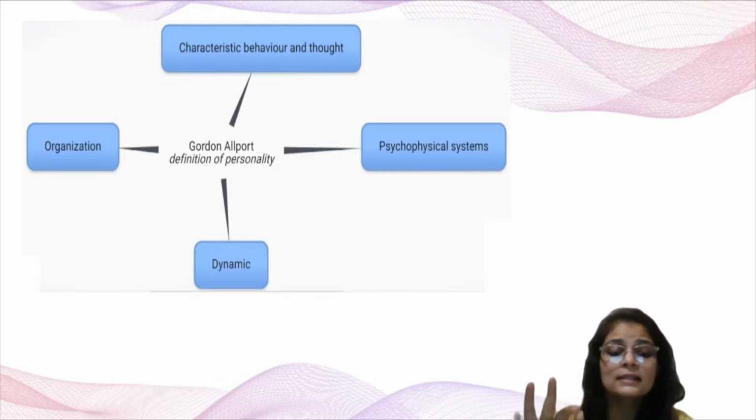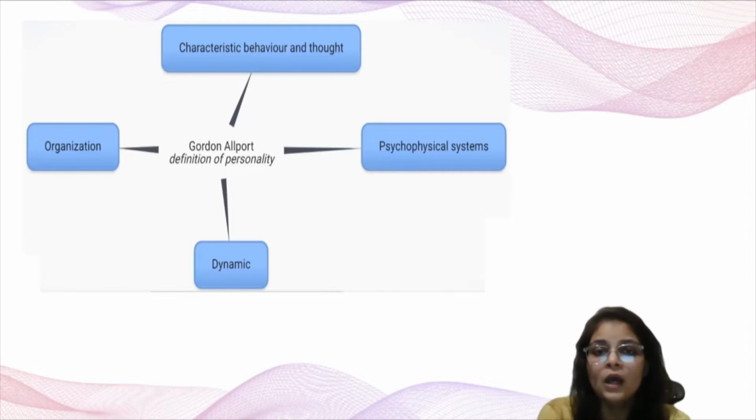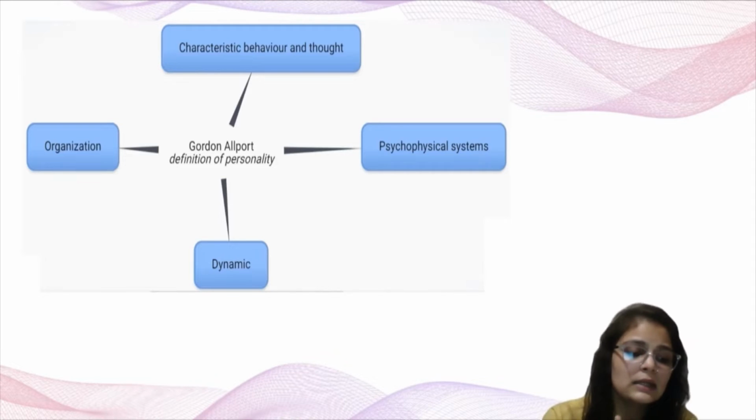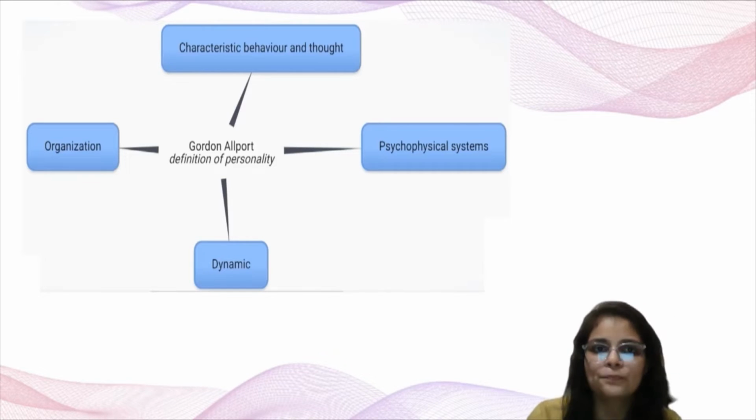Moving ahead with the psychophysical systems, what did Gordon Allport mean by psychophysical systems? He meant one's physical and mental aspects. So one's personality is considered to consist of physical and mental aspects. Physical means biological and mental aspect means psychological. Are we clear here? One's personality consists of psychological and physical characteristics or aspects.